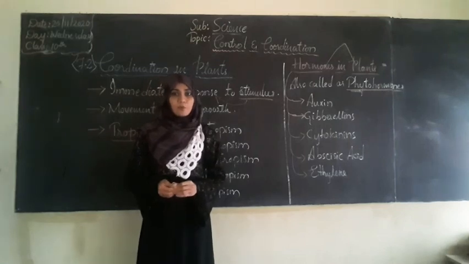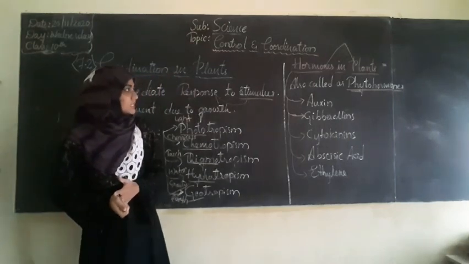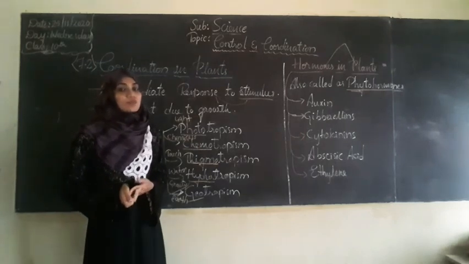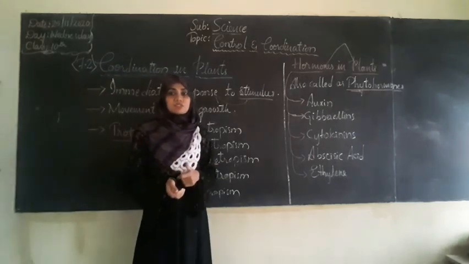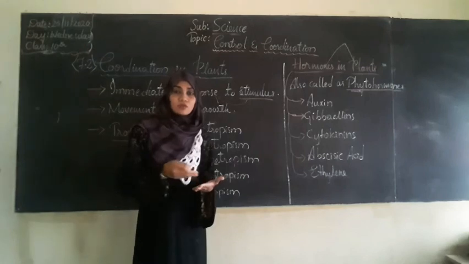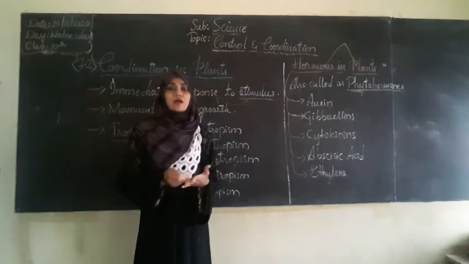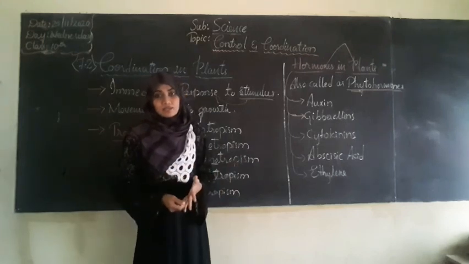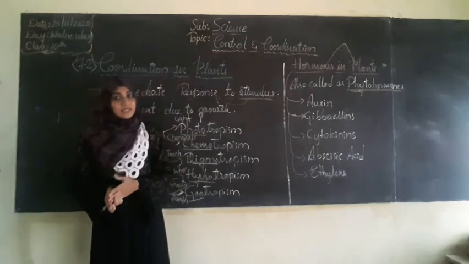And students, so by this we will conclude our lesson here. This is the end of this chapter, control and coordination, in which we studied both control and coordination in human beings, which also means animals, and also in plants. So this is the end of this chapter.